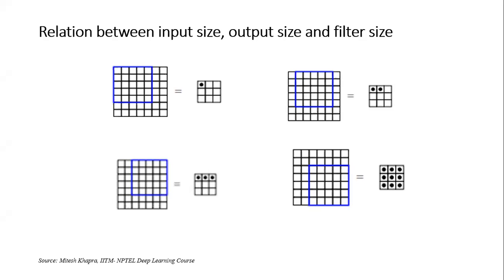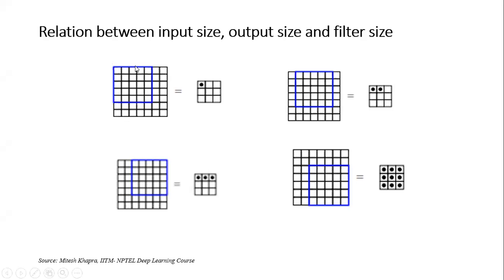can you think of a relation between the input and the filter size, and how will that decide the output? Like if it is 7, in this case, when the input was 7 by 7 and the mask was 5, the output that you got is 3.